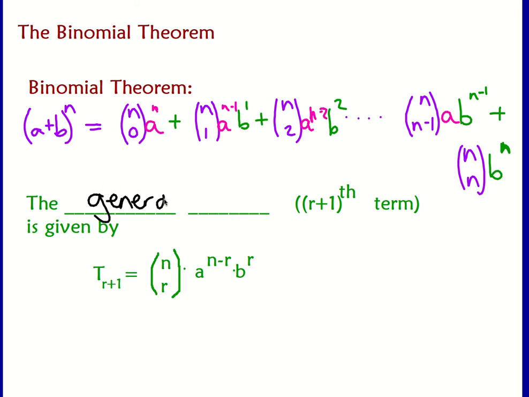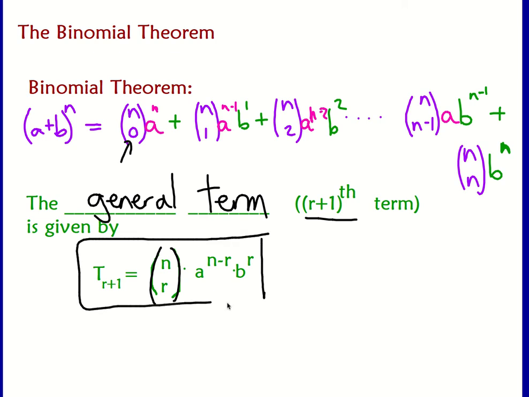So the general term, which we're going to call the r plus 1th term, is given by n choose r times a to the n minus r times b to the r. Since we're starting with a 0 here, if r is 6, then that would actually be the 7th term. So it's the r plus 1th term. We can use this general term formula to answer a whole slew of questions. So I'm going to go through some examples of that for you so you can see its usefulness.